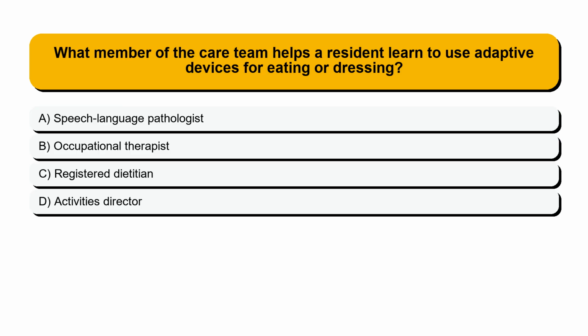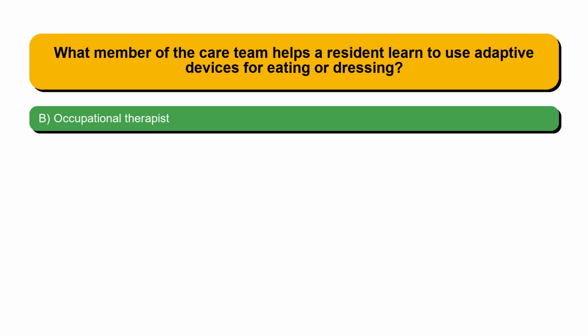Question 87. What member of the care team helps a resident learn to use adaptive devices for eating or dressing? Option A, a speech-language pathologist. Option B, occupational therapist. Option C, registered dietitian. Option D, activities director. The correct answer is option B, occupational therapist.